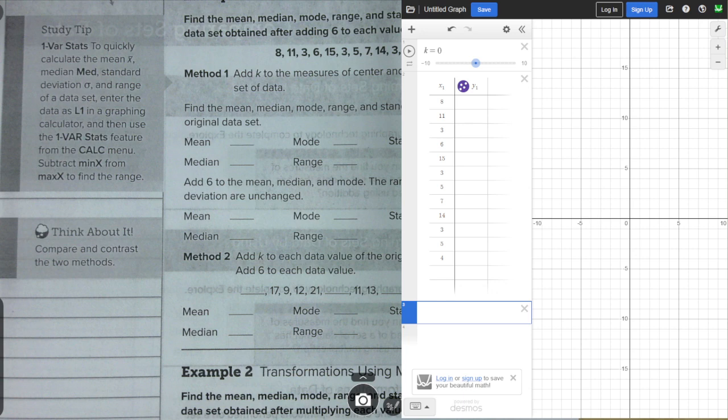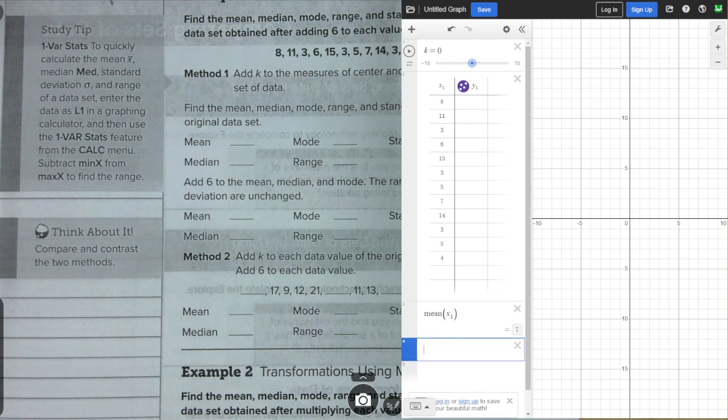Now we need to do mean, stats. Now we'll do sort.